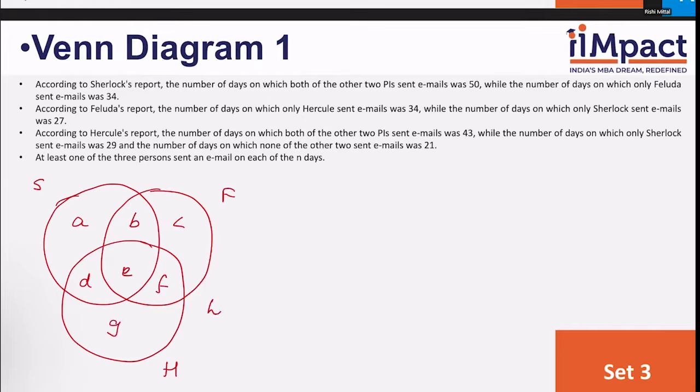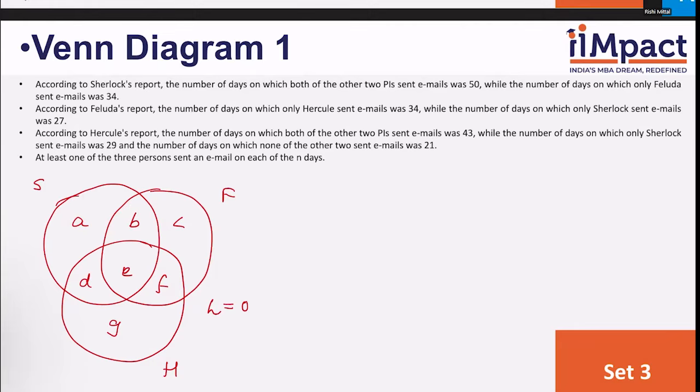What is the last point? At least one of the three persons sent an email on each of these n days. By the way, this is about who sent an email on which day, how many days. So if I've been told that at least one of them sent an email on every day, that simply means H becomes 0. Very simple, very straightforward. Now let's try to figure out these other clues.